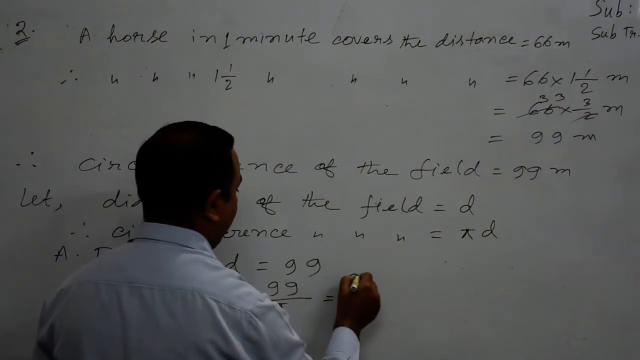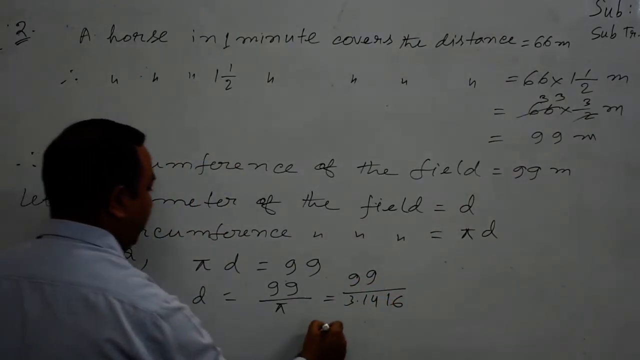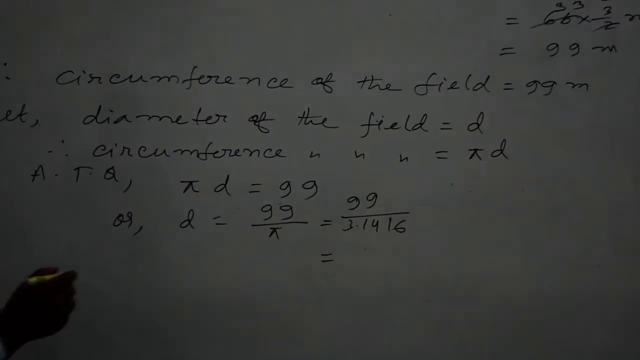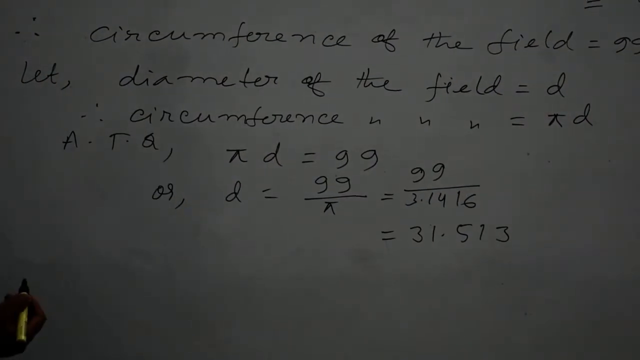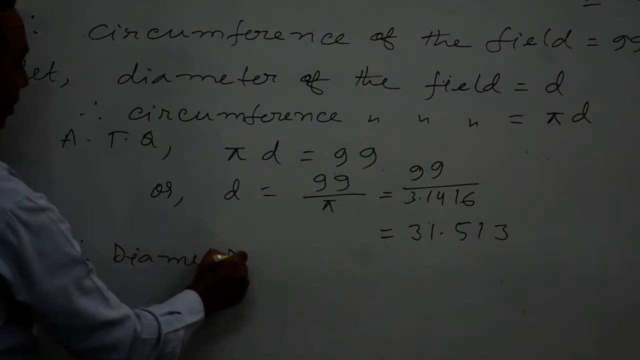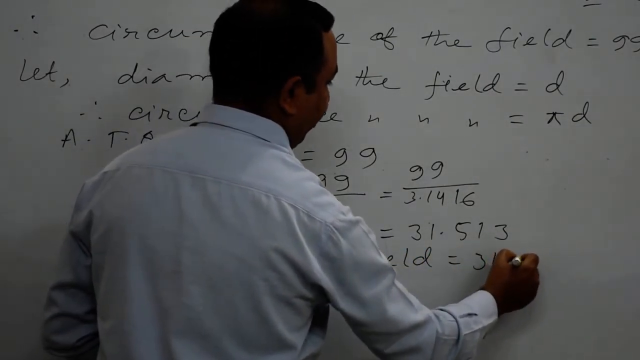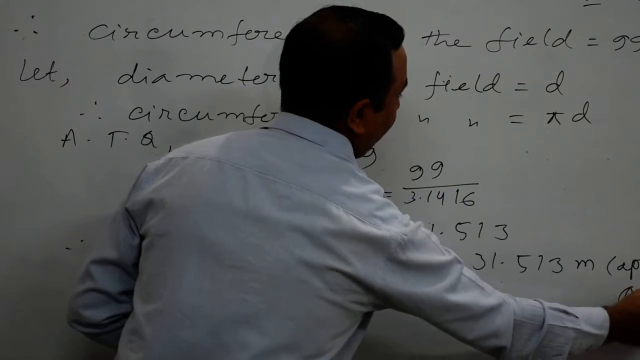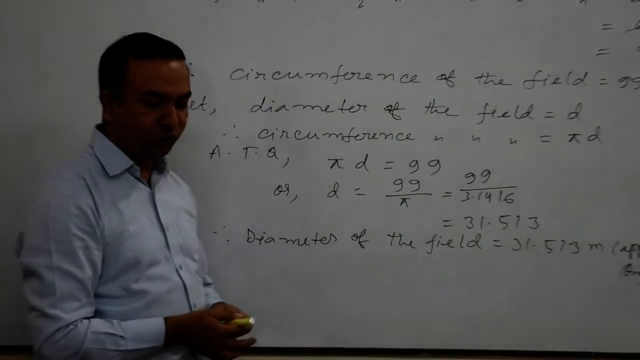If you substitute the value for pi, that is 3.1416, the result comes 31.513. You can check this result using your calculator. Therefore, the diameter of the field is equal to 31.513 meter approximately. That is the answer. So we have completed the solution of question number 2.